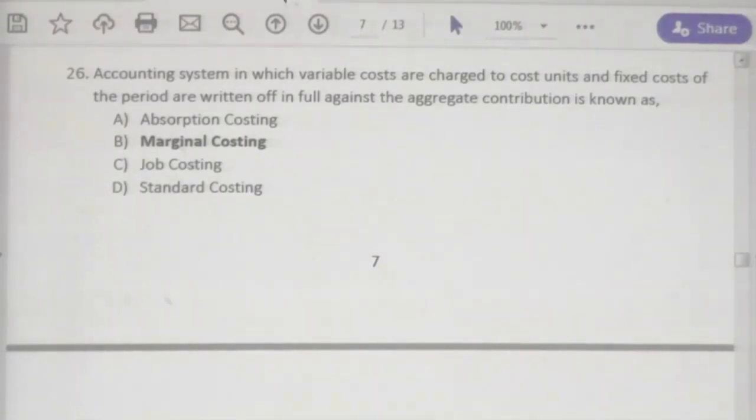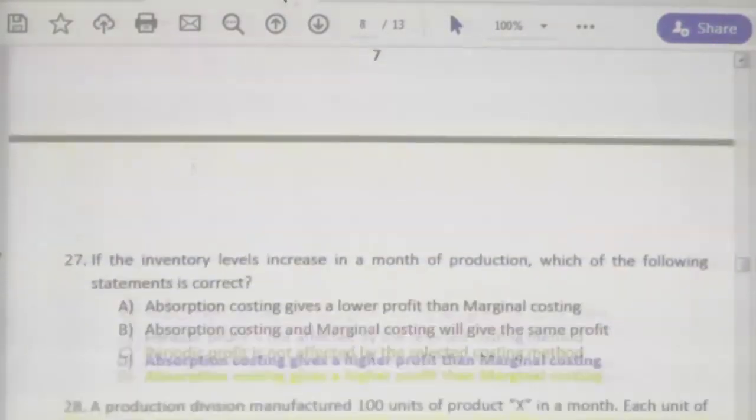Answer is correct. Why? You will take total sales revenue and you will deduct total variable cost. Then the answer is the contribution. Then against the contribution you will deduct full fixed cost, that is total fixed cost. Then the answer is net profit. In such a situation called marginal costing system, that is a marginal costing profit and loss, right? Therefore the answer is marginal costing for question number 26.